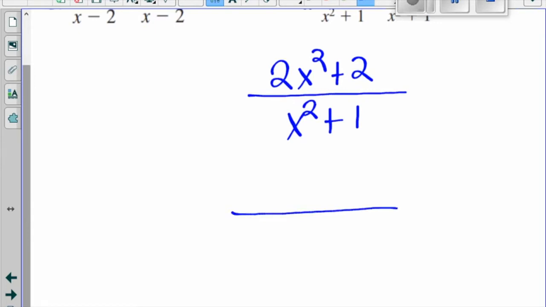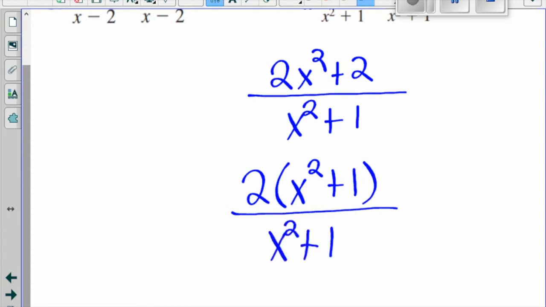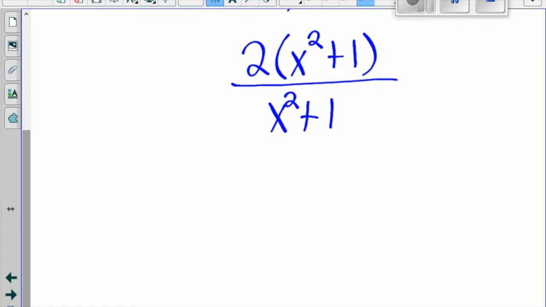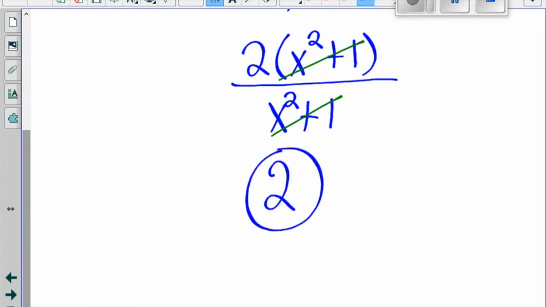Well, there's a common factor of 2 on top, yes? So I can factor it out, and what would I be left with? x squared plus 1, and on the bottom I have x squared plus 1. So we can factor something out of the numerator. Well, wait a minute. Do we have something in common on top and bottom? x squared plus 1, so those will simplify out, leaving me with 2. But this time x squared plus 1 did simplify out, yes?